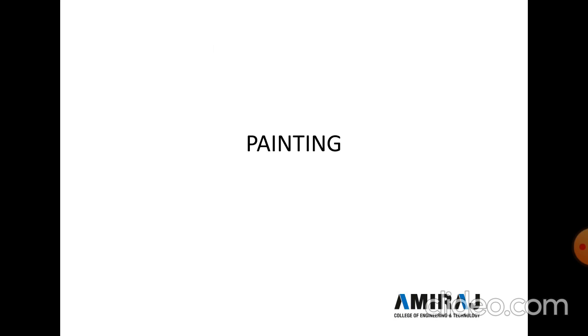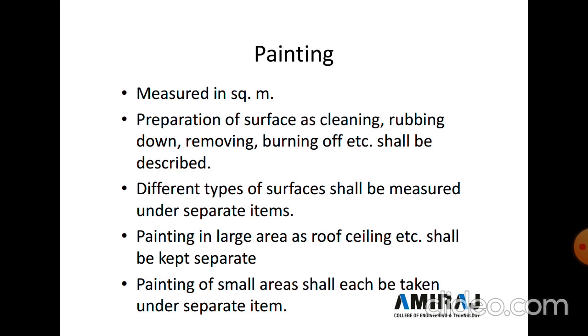Chapter. So first we start a topic, which is painting. Painting shall be measured in square meters, stating the number of coats. So here count length into width, always counting in square meter area and stating the number of coats. The number of coats means that in painting we apply a first layer, second layer, third layer. So it's one type of the number of coats, which is also counted.